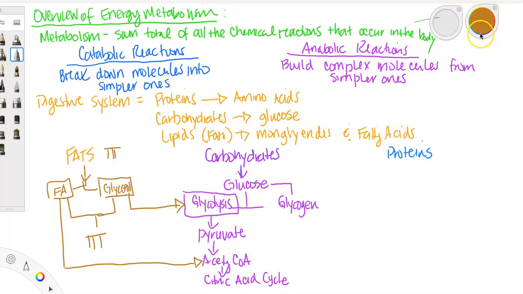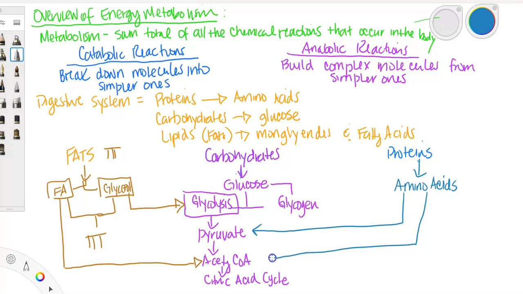Okay. Protein. So proteins are broken down basically to amino acids. And they can be converted to pyruvate. They can be converted to acetyl-CoA. And some of them can actually be funneled directly into the citric acid cycle.